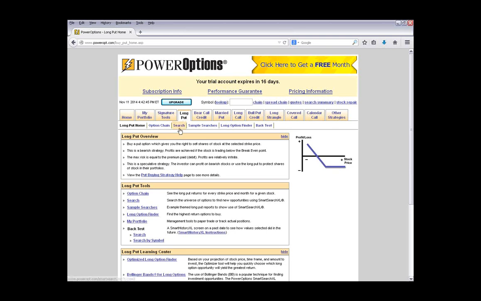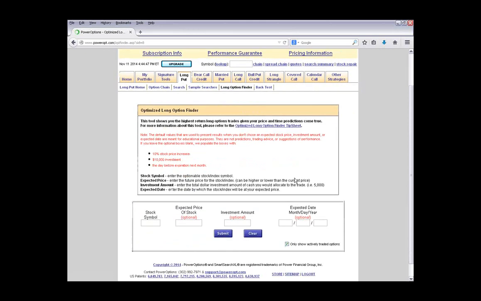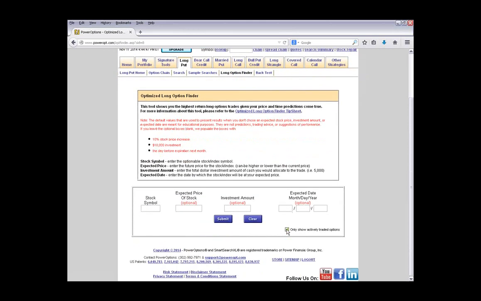Underneath our long put tools, we do have patented tools where you can search and find just those options and any strategy that match your stock and option criteria. But to keep things simple, we just want to go into the long option finder. It's a tool we created a few years back to keep things simple for our option buyers. And we'll just put in our stock symbol.